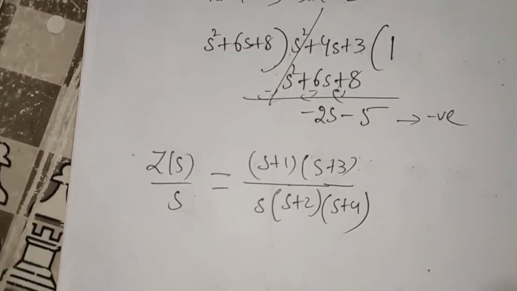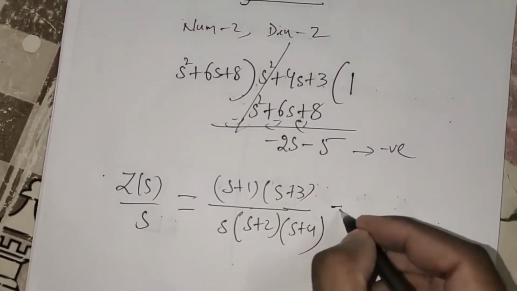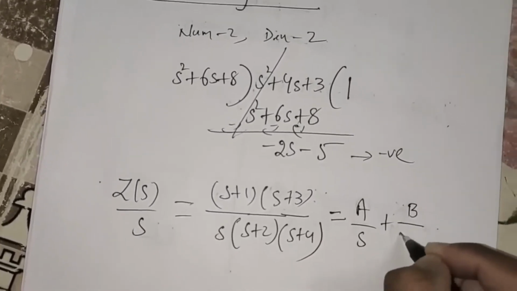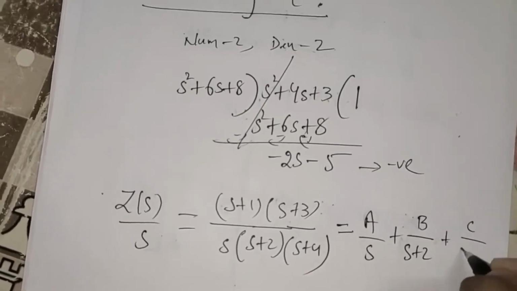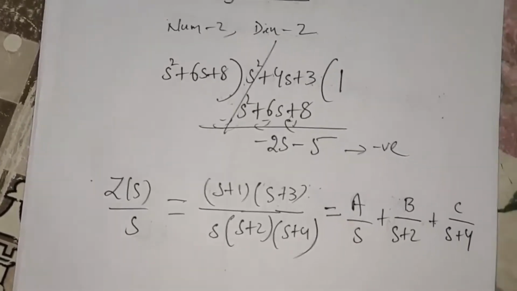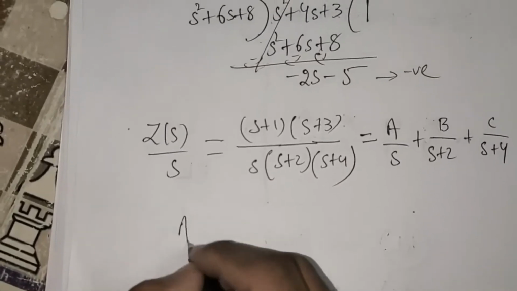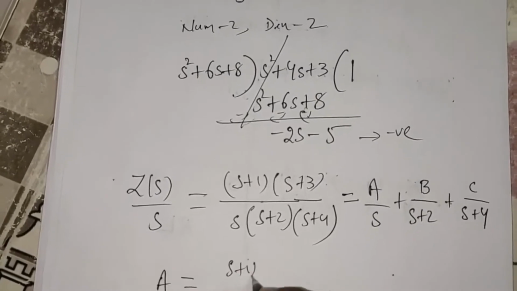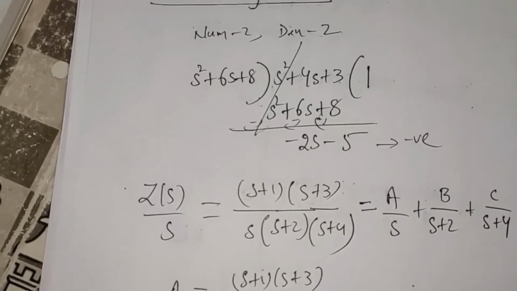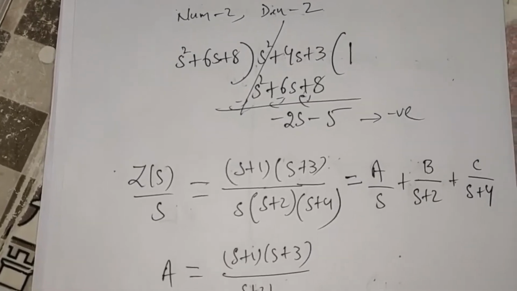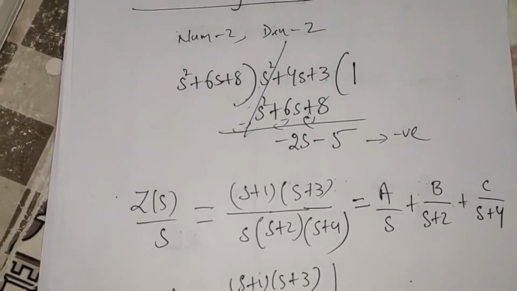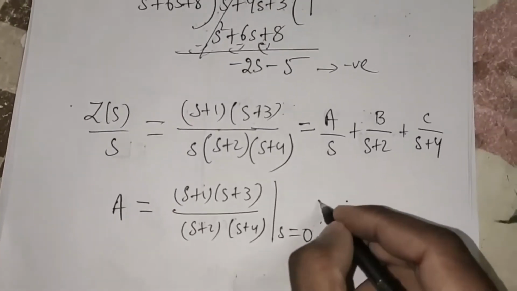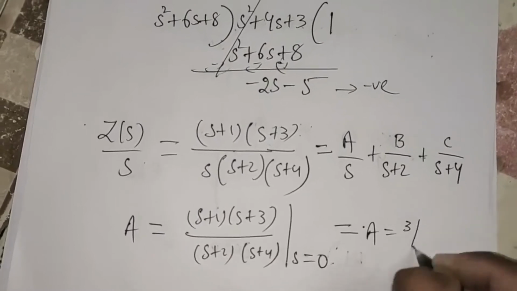So after considering z of s by s, we apply partial fractions. This can be written as a by s plus b by s plus 2 plus c by s plus 4. As you know, a is nothing but it is s plus 1 into s plus 3 divided by s plus 2 into s plus 4, and substitute s is equal to 0. So after substituting, you will get a is equal to 3 by 8.